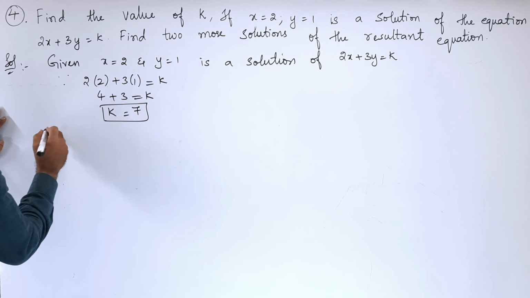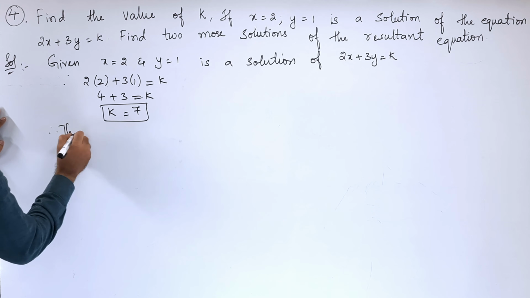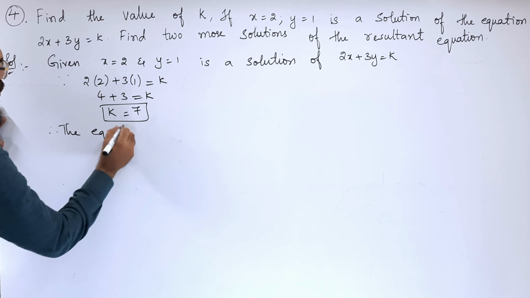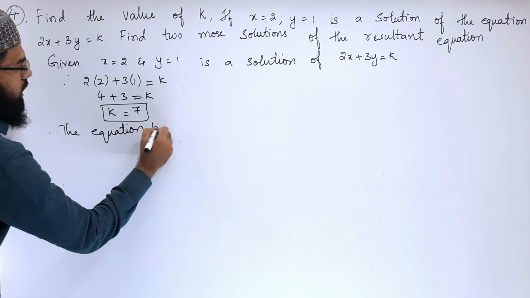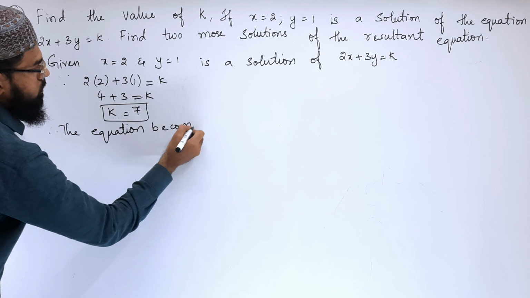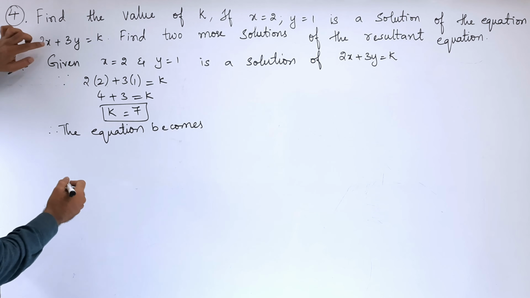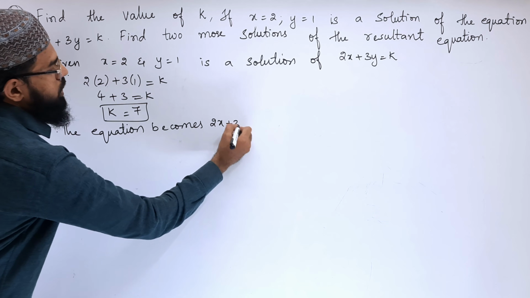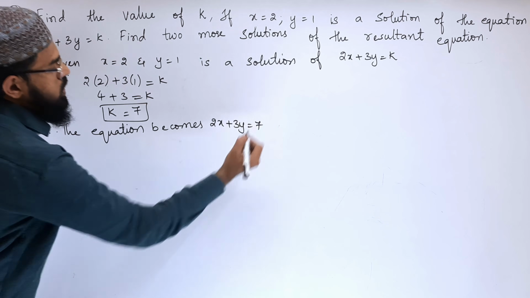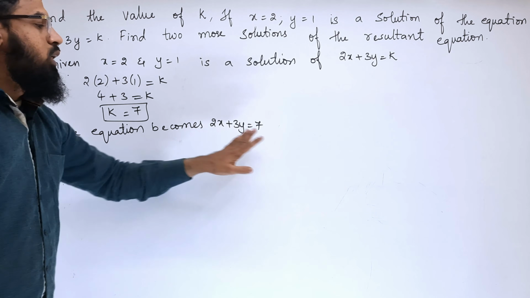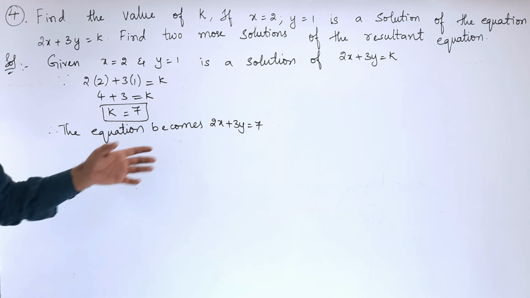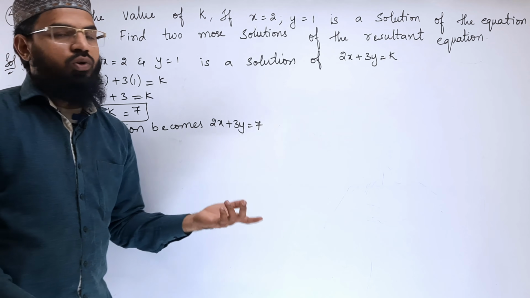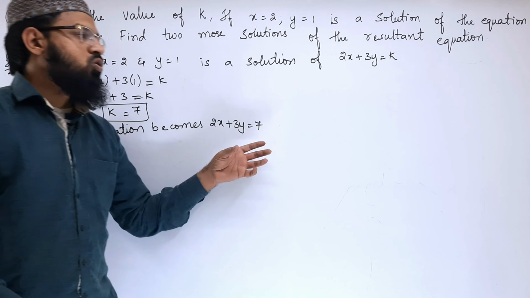Now the equation becomes 2x plus 3y is equal to 7. So this is the required equation. Now we need to find out two more solutions. For writing the two more solutions, let us draw a box.